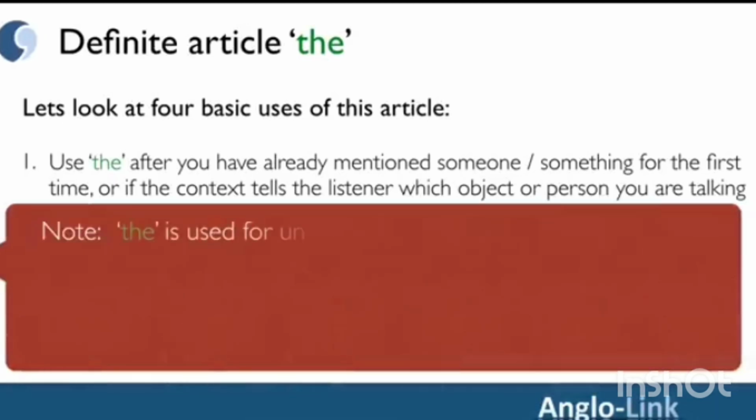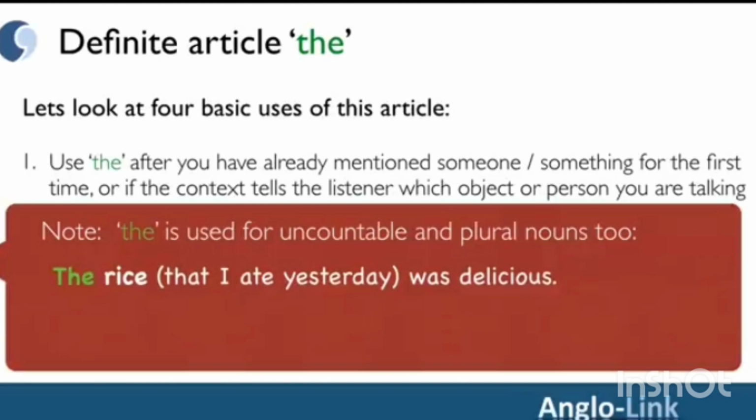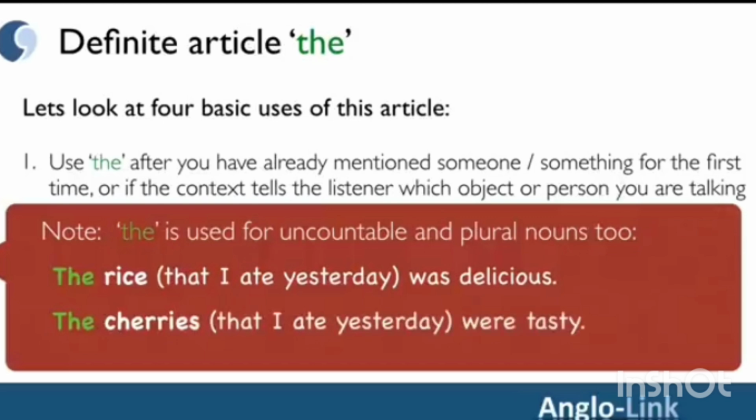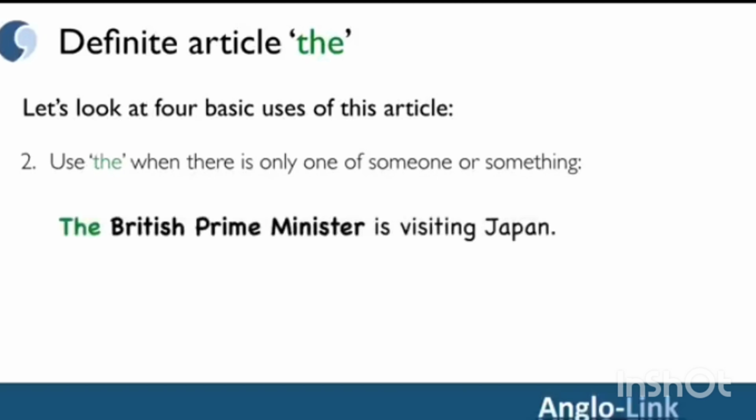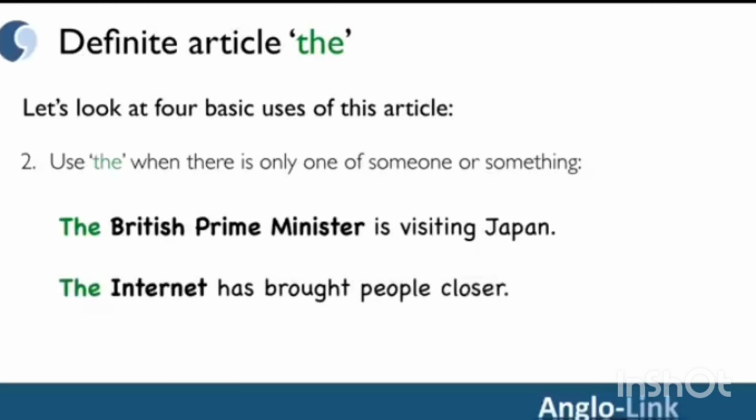Note that the is used for uncountable and plural nouns too. For example, the rice was delicious. That's the rice that you ate yesterday. Or the cherries were tasty. These are the cherries you have already mentioned, the ones that you ate yesterday. Use it when there is only one of someone or something. For example, the British Prime Minister is visiting Japan. The internet has brought people closer.